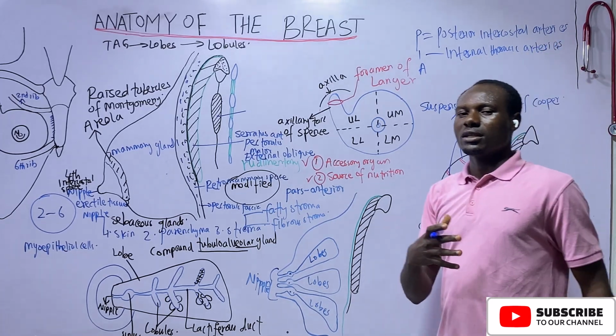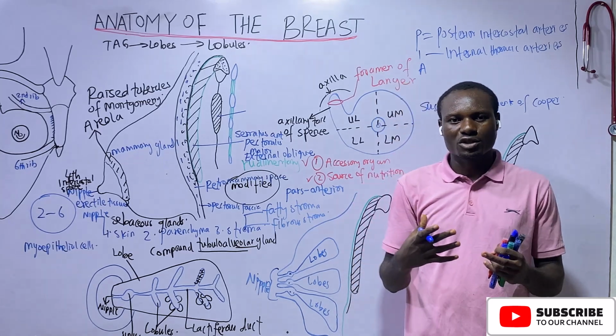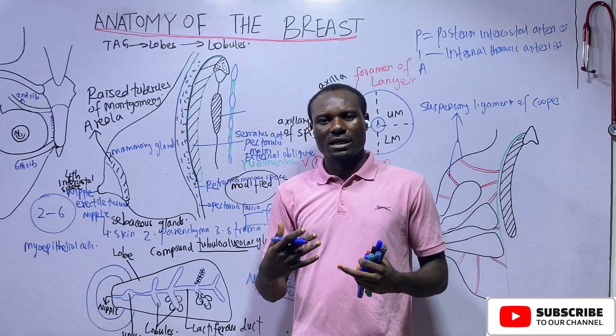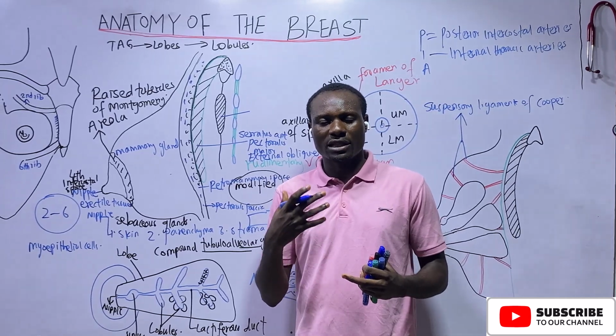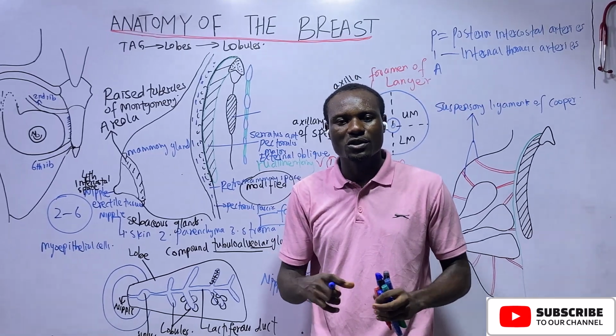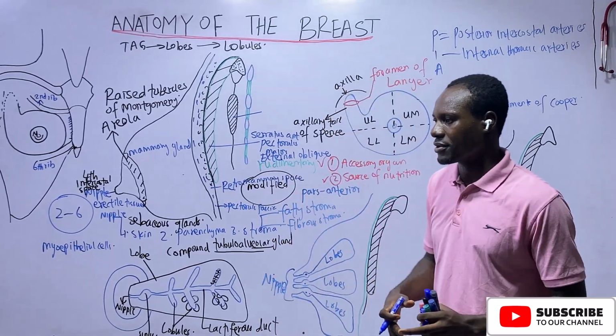So usually the internal thoracic arteries are actually larger in the girls. Those mammary branches of the internal thoracic artery are actually larger in females than in males. Very, very important, okay?